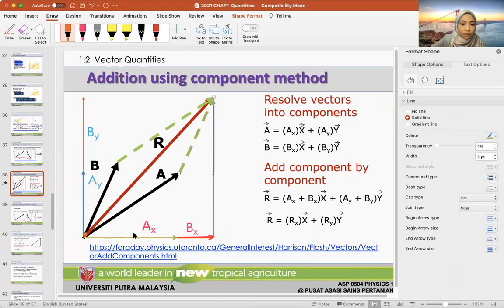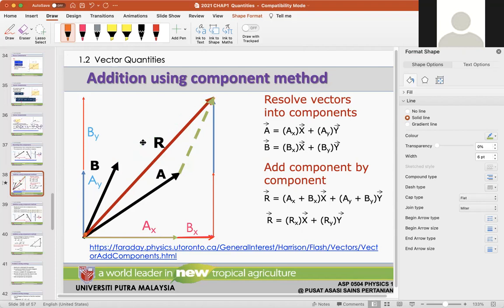So this is when I'm using tail to tail. So sama, resultant goes from here to the end. It's the same as if I'm using tip to tail method. Okay, so we got that clear. Any questions about tip to tail and tail to tail so far? Before I go on to the component, okay eh? So semua orang dah bosan dah dengan tip to tail ni. So let's go for the component.